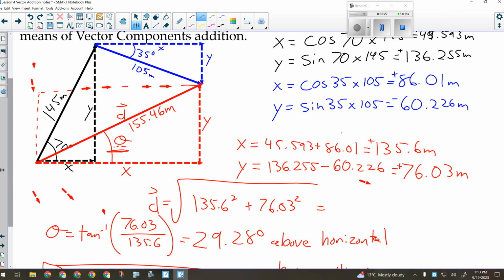The only thing that's different is this angle isn't going to be 29.3 degrees above the x-axis. It's going to be 60.7 degrees, right of the positive y-axis. That would also be the same direction. It's just going to refer to the y-axis instead. You could have drawn either one of those triangles and gotten the same answer, but with a different direction.